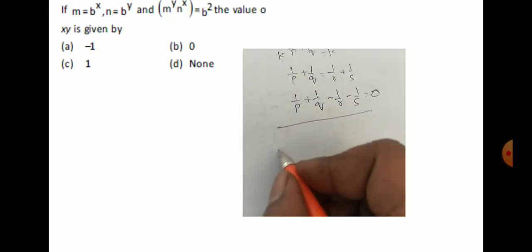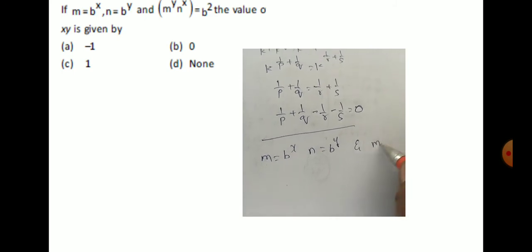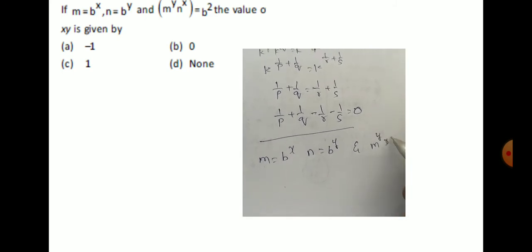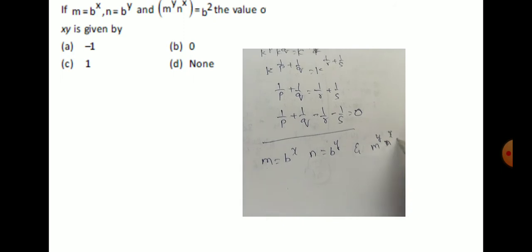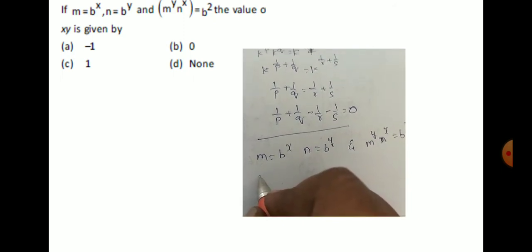Okay, what they have given? m is equal to b power x, and n is equal to b power y, and m power y into n power x is equal to b square. Find the value of xy. They're asking, find the value of xy.